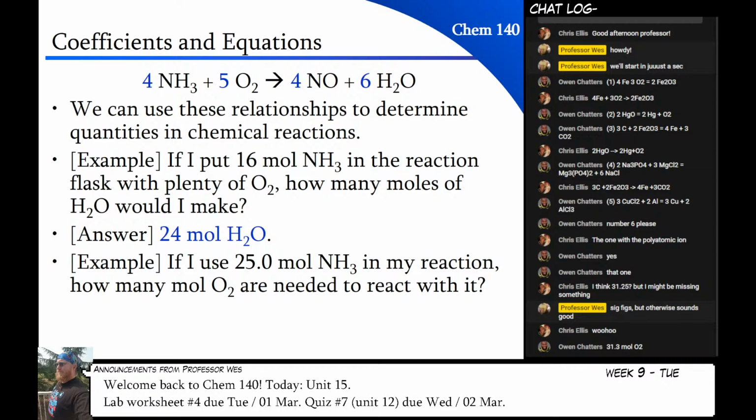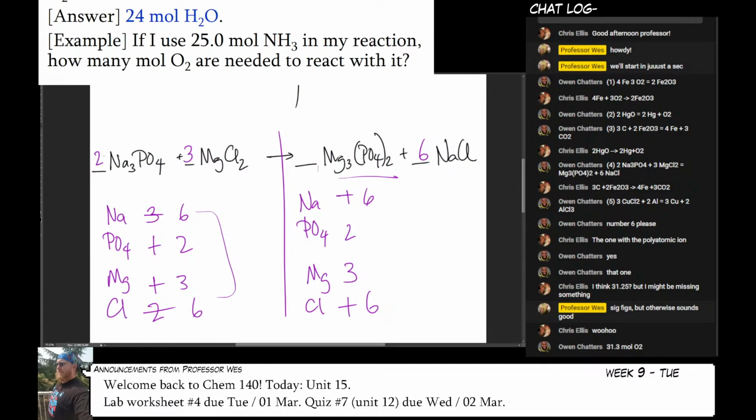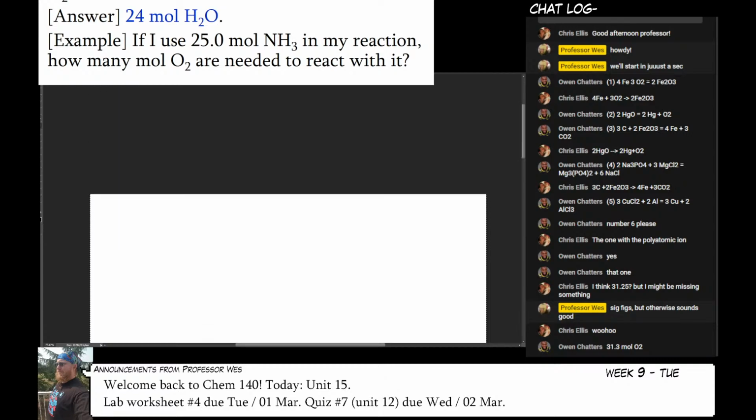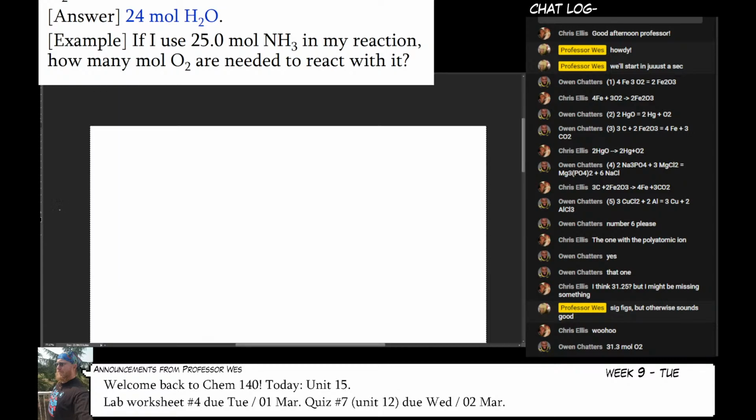I don't think I have enough space on this page to do this, so I'm going to just go back over here and clear, and we'll write it out. So I got 25 moles of ammonia, and I want to find out how many moles of O2 react with it. So I'll set up my units to cancel out what I don't want and replace it with what I do want. And then we'll look at the relationship there, which I can't see because I don't have the equation.